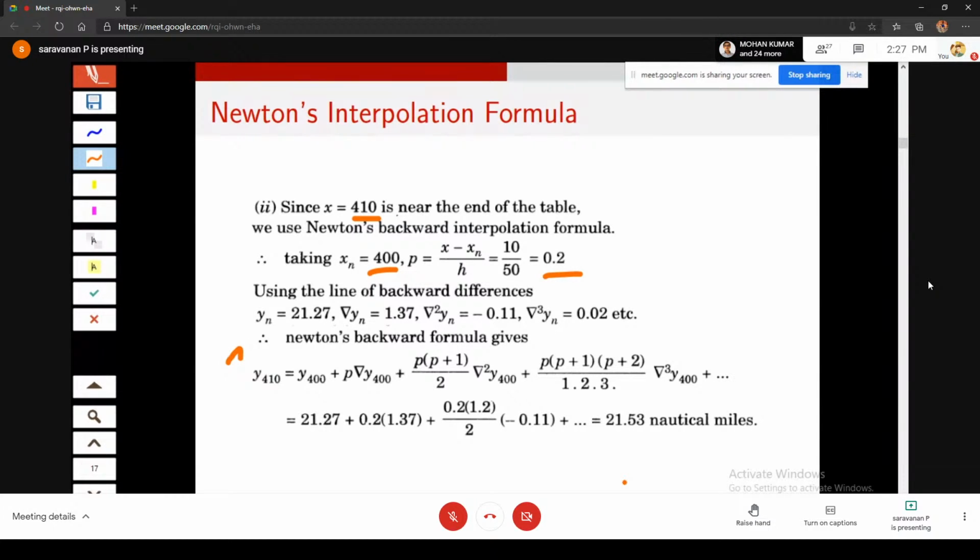Is it clear? Yes. Okay. So first check whether it is equally spaced. If it is equally spaced, and if you want to compute near the beginning, use Newton's forward interpolation formula. If you want to compute near the end of the table, use Newton's backward interpolation formula. Near the center, there are 2-3 formulas, but in your syllabus only one formula is included, called Stirling's central difference formula. That we will learn now.